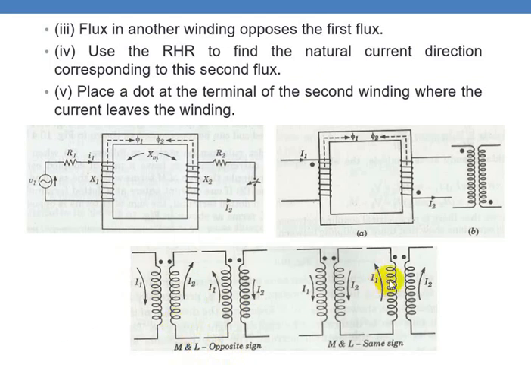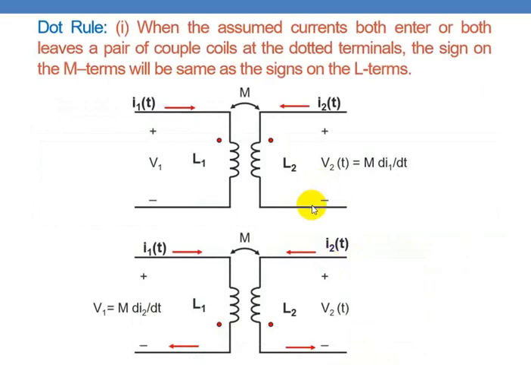The second case, you can see that the two dots are placed here. If both the currents are entering into the dotted terminal or both the currents are leaving from the dotted terminal, then we have to use the same sign for mutual inductance voltage and self inductance voltage. So that is also stated here.